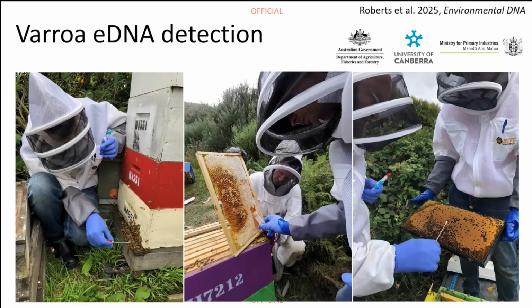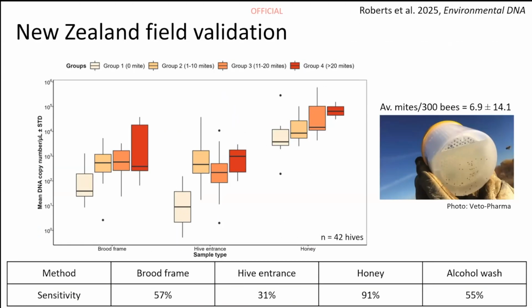With the honey sample, we're collecting a sample of 50 mils from a single frame within the hive. And for the swab samples, we're collecting duplicate swabs, 2 swabs from the hive entrance and 2 from the brood frames. For one of the experiments, we had 42 managed beehives that had a range of mite levels. They had an average of about 7 mites per 300 bees in the alcohol wash. So that's about a 2% infestation level.